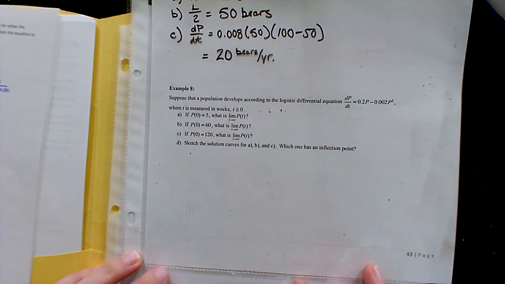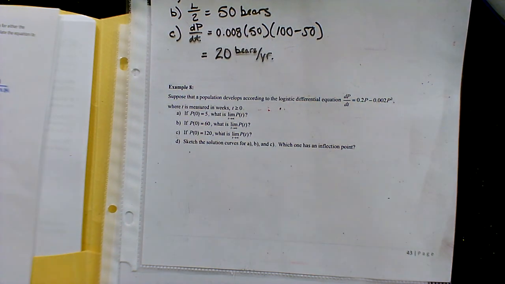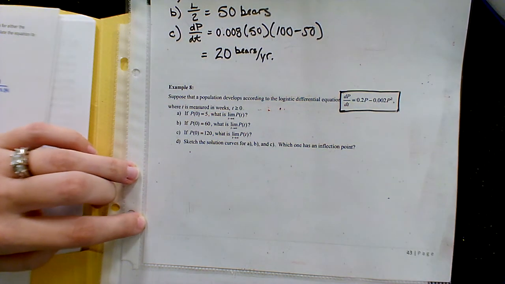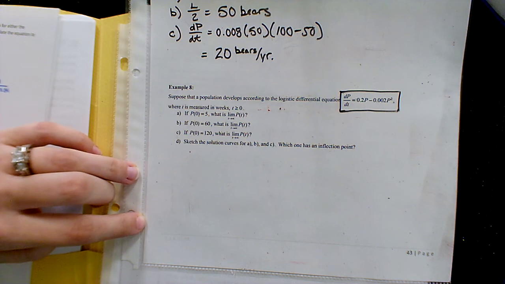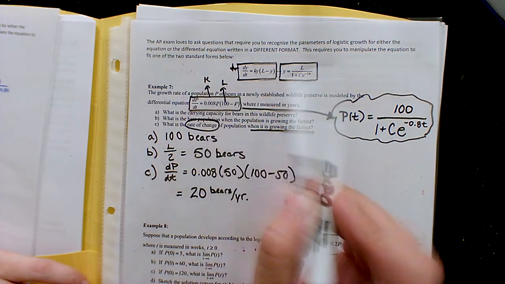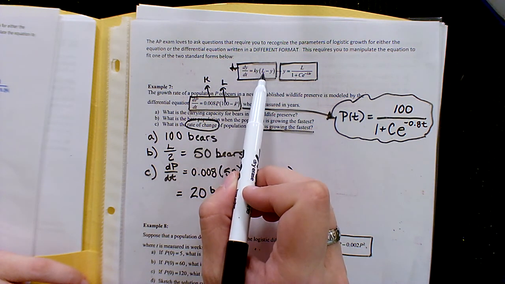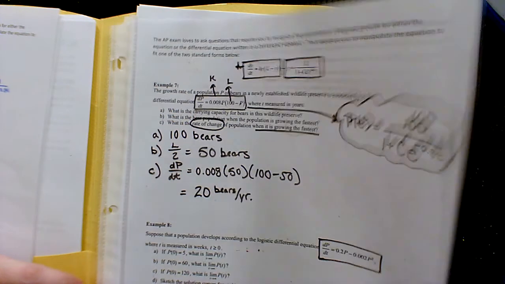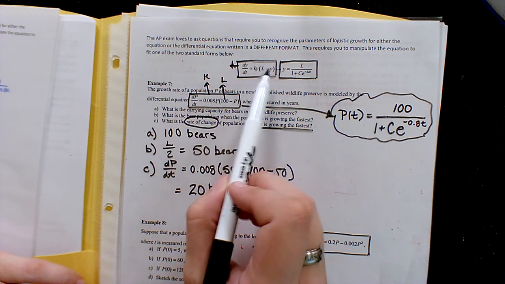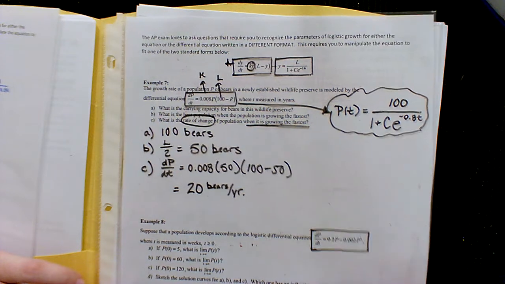Suppose that a population develops according to the logistic function where t is measured in weeks greater than or equal to 0. What's different about this differential function compared to the other one we just did? We don't have parentheses, right? We want the logistic differential to have this setup where we have a k times a y value out front and then that carrying capacity minus the y value on the inside.